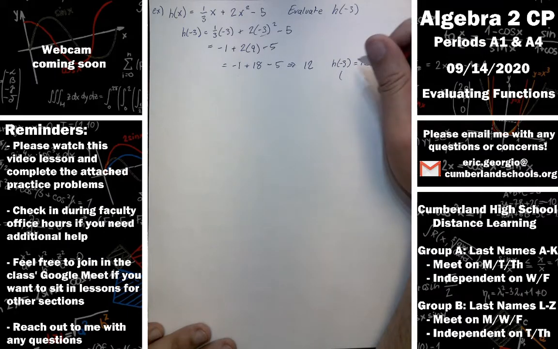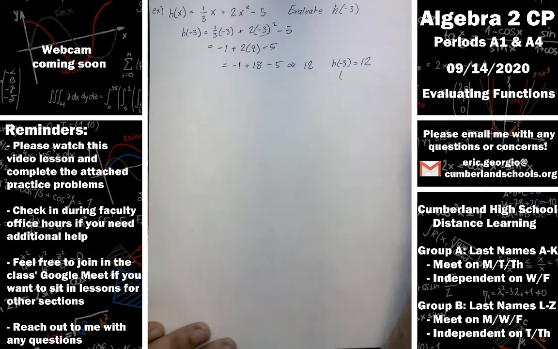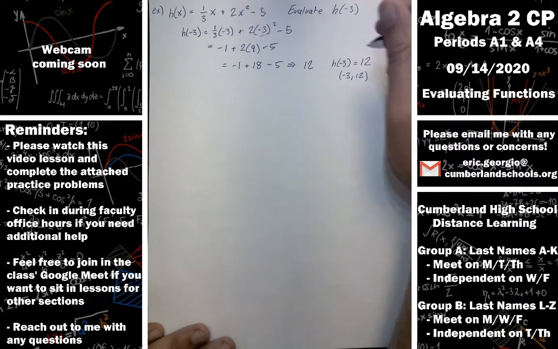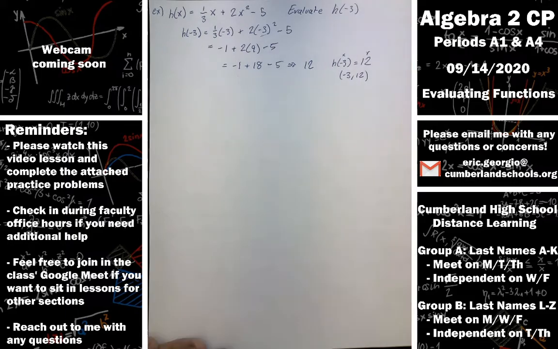And when you go ahead and graph this function, again, we're going to talk a lot more about that later. It's not really relevant now, but it is an important point to say that there is going to be a point at negative 3, 12.